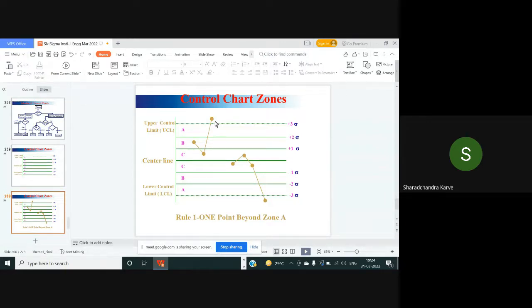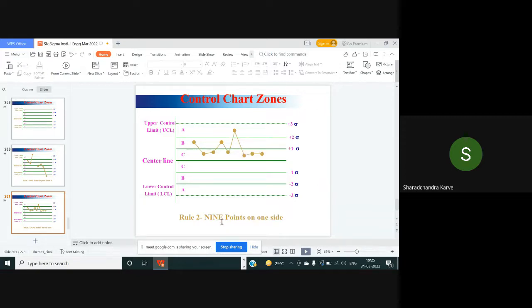So if your process goes out of limit, you go and understand whether it is an assignable or common cause. If it is assignable, you can have an action plan to remove the cause, or you treat that as a common cause and look for a potential excess in the process. The second rule to call your process not in control is having all the 9 points on one side.